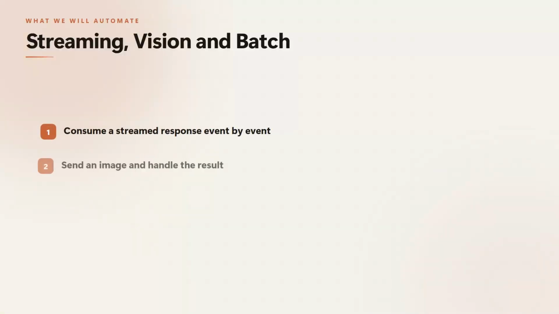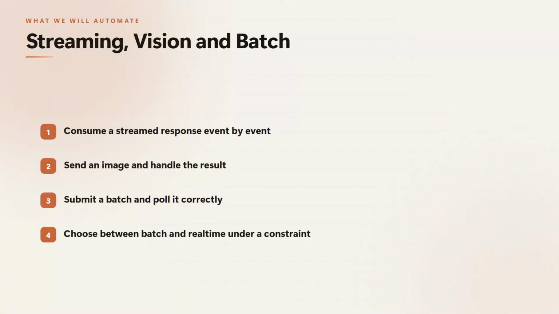We start by setting up an identity that signs in without you, making everything schedulable. First, you consume a streamed response event by event using Invoke-WebRequest, so you can handle live data as it arrives. Next, you send an image and process the result with Invoke-RestMethod, unlocking vision tasks in your scripts. Then you submit a batch and pull it correctly with Start-Job and Receive-Job, mastering long-running operations. Finally, you choose between batch and real-time under a constraint, applying the right approach for cost or speed. You walk away with a set of scripts you can run on any tenant.